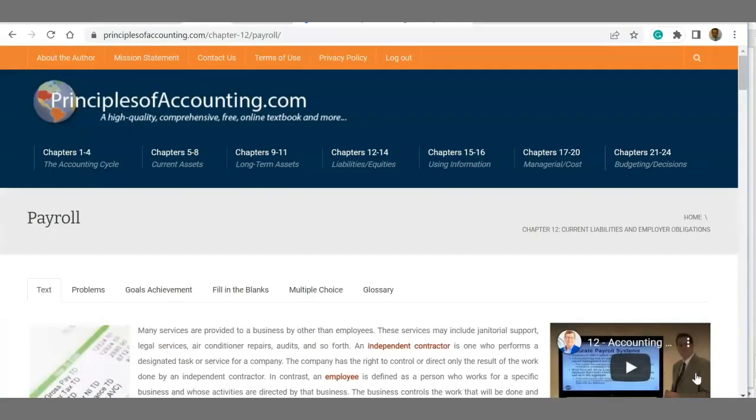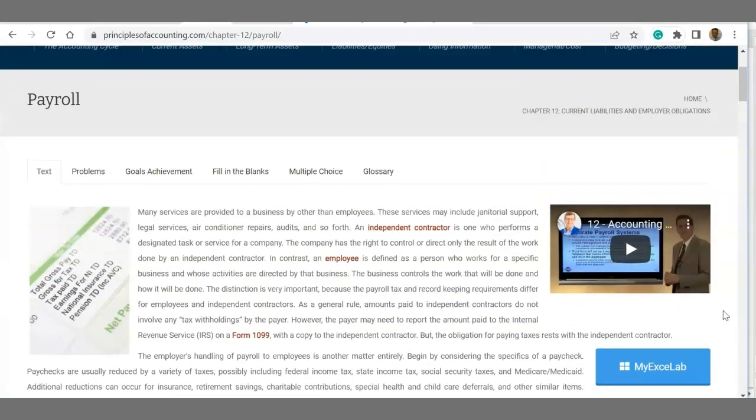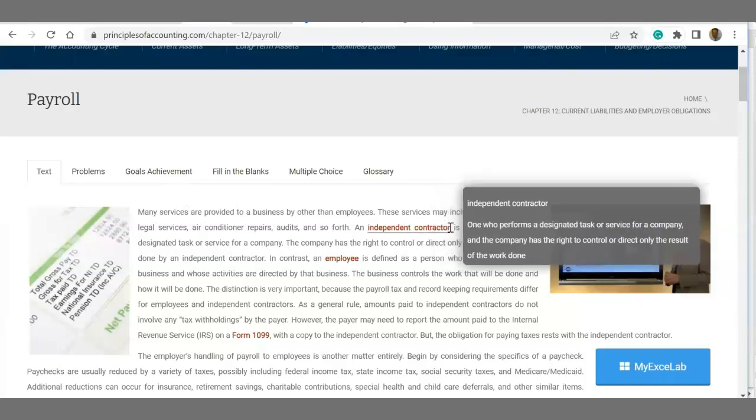Okay. The last part of this chapter is about payroll, which is a very important subject in any business. And if you like, take the class down the road in fall or spring. But for now, if you have some people doing work for you as an independent contractor, then you have to give them a 1099.